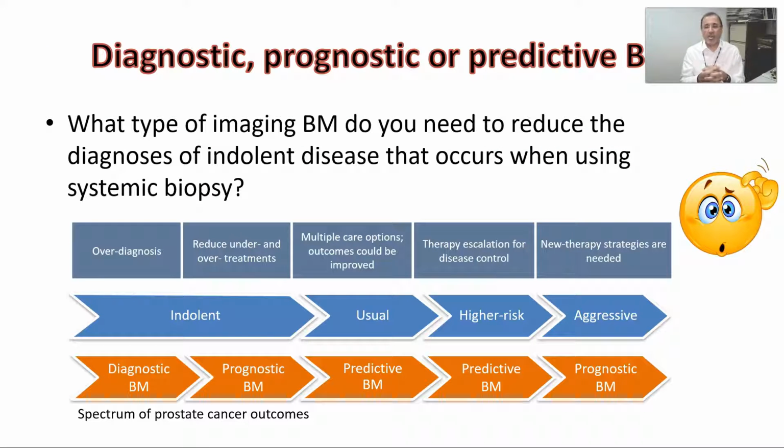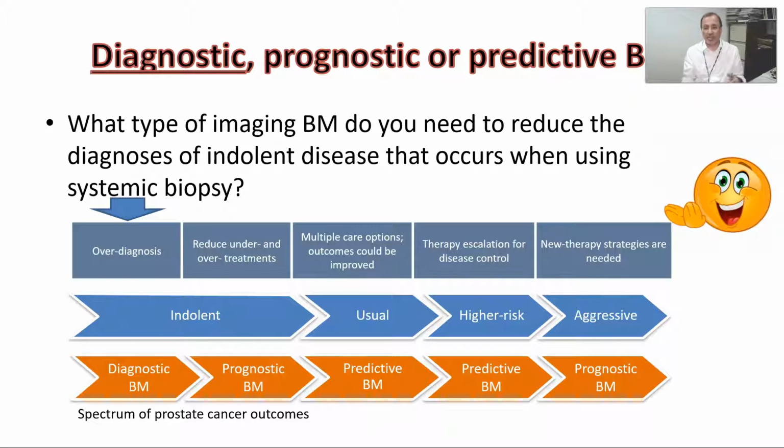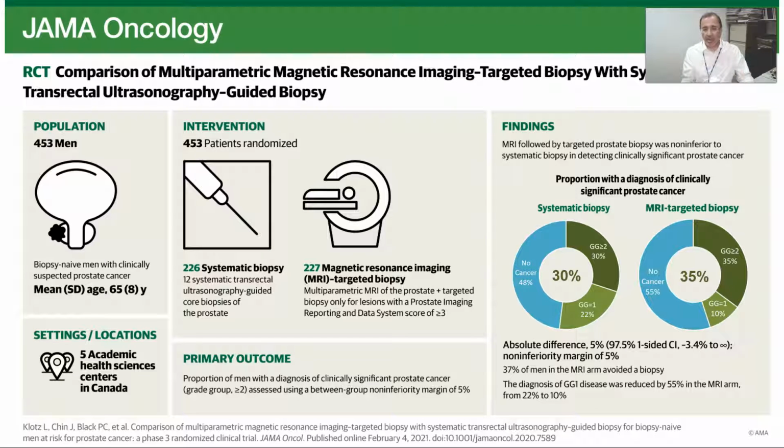So, what type of biomarker would you need to reduce the diagnosis of indolent cancers that occurs with systematic biopsy? Do you need a diagnostic, prognostic, or predictive biomarker? Well, in this particular instance, you're clearly trying to reduce the prevalence of clinically insignificant disease, and you need a diagnostic biomarker. And a classical diagnostic biomarker is an MRI scan with MRI-guided biopsy.